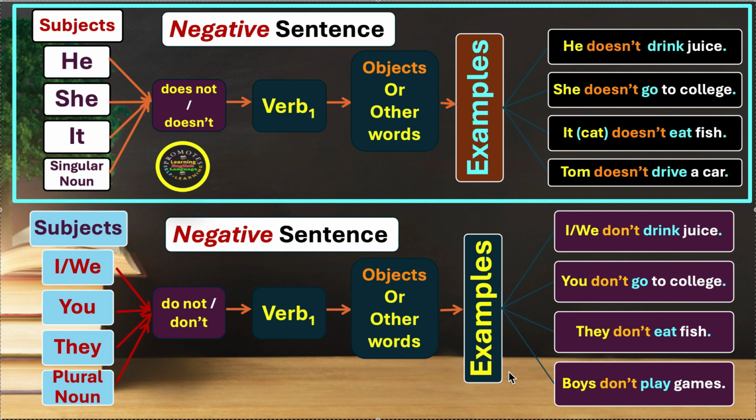So what we notice is that if your subjects is in the singular form like he, she, it, and singular noun, we use doesn't and the first form of the verb. And if your subjects are in the plural form, we use don't and then first form. We put this rule, of course, in the box.